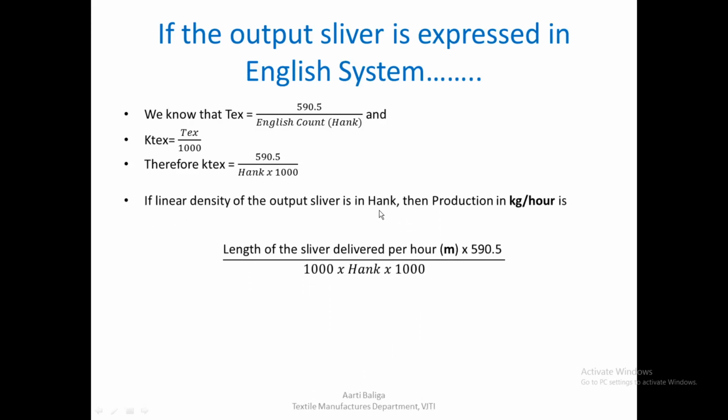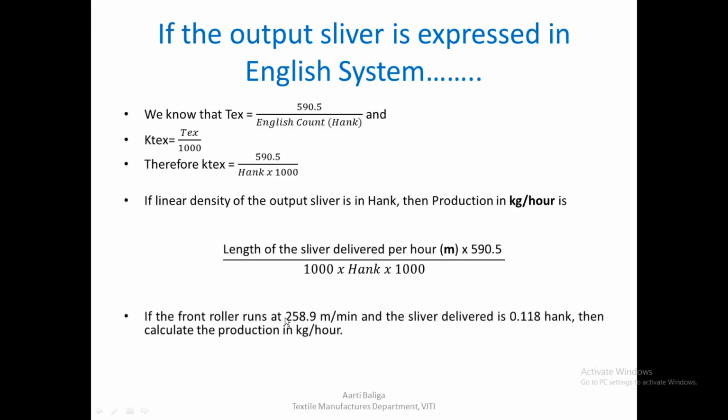If the linear density of the output sliver is in Hank, then for the production in kgs, in the earlier formula that we saw, I can substitute this entire equation instead of ktex. So length of the sliver delivered per hour in meters, and then in the earlier formula there was ktex here. Instead of that, I put 590.5 divided by Hank into 1000, and the earlier 1000 is already there, divided by 1000. So this would be my final formula if the output sliver is expressed in Hank, or in English system, or the indirect system as we know it. The answer you would get in kgs per hour.